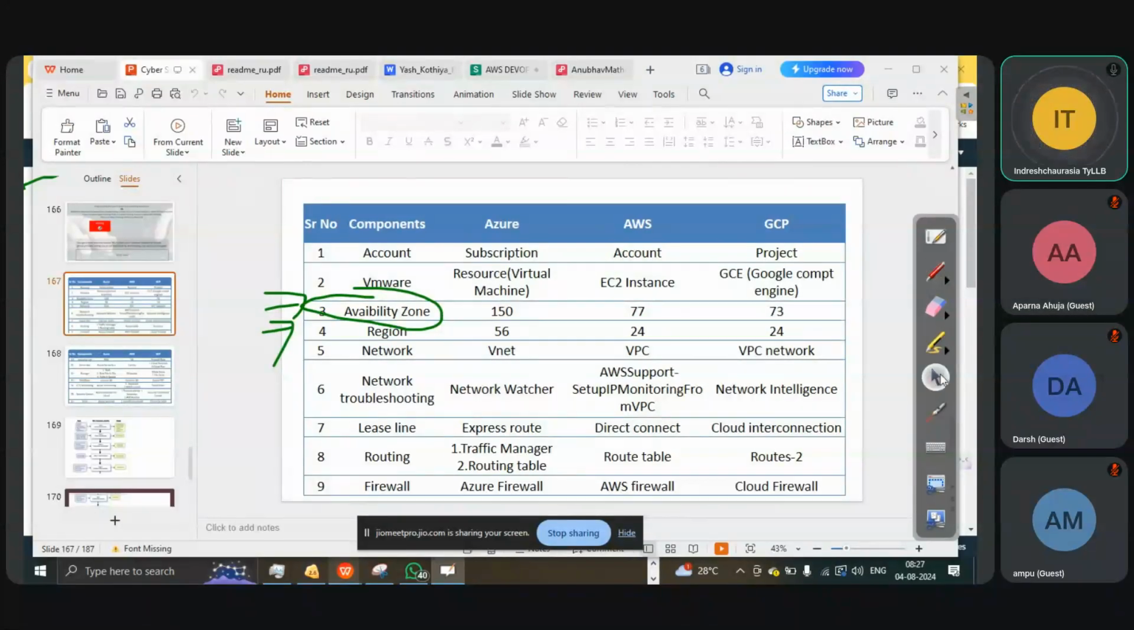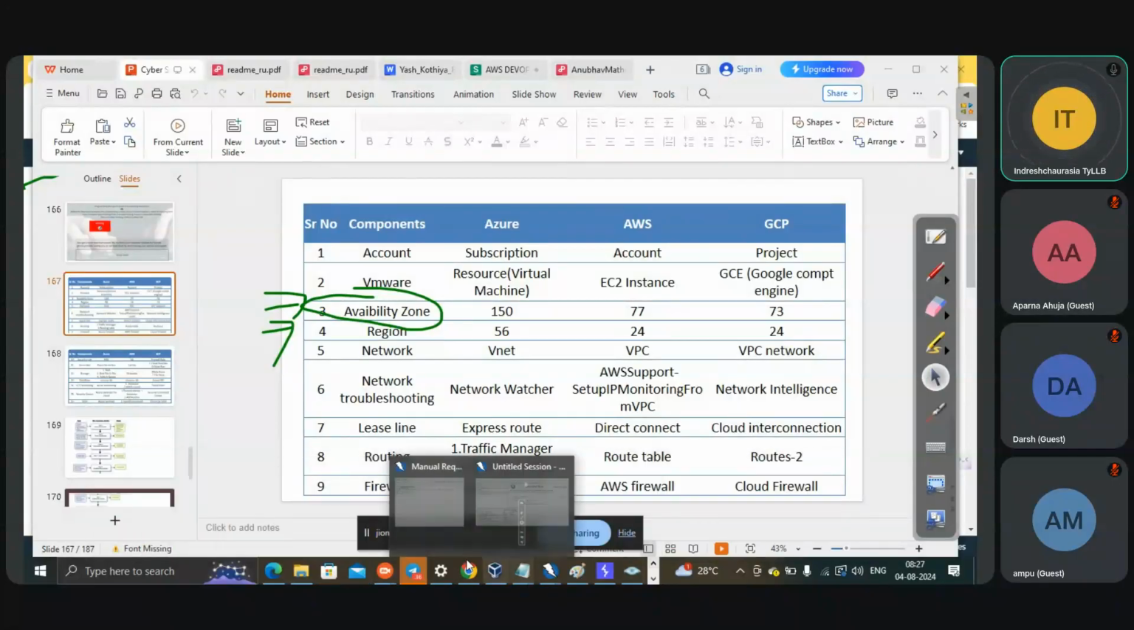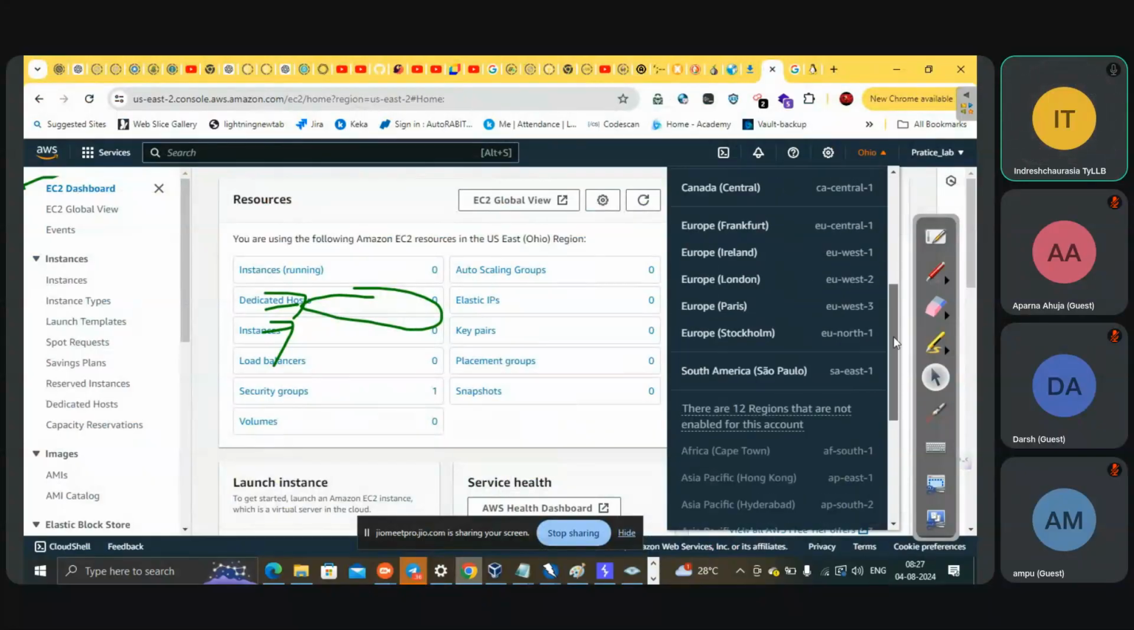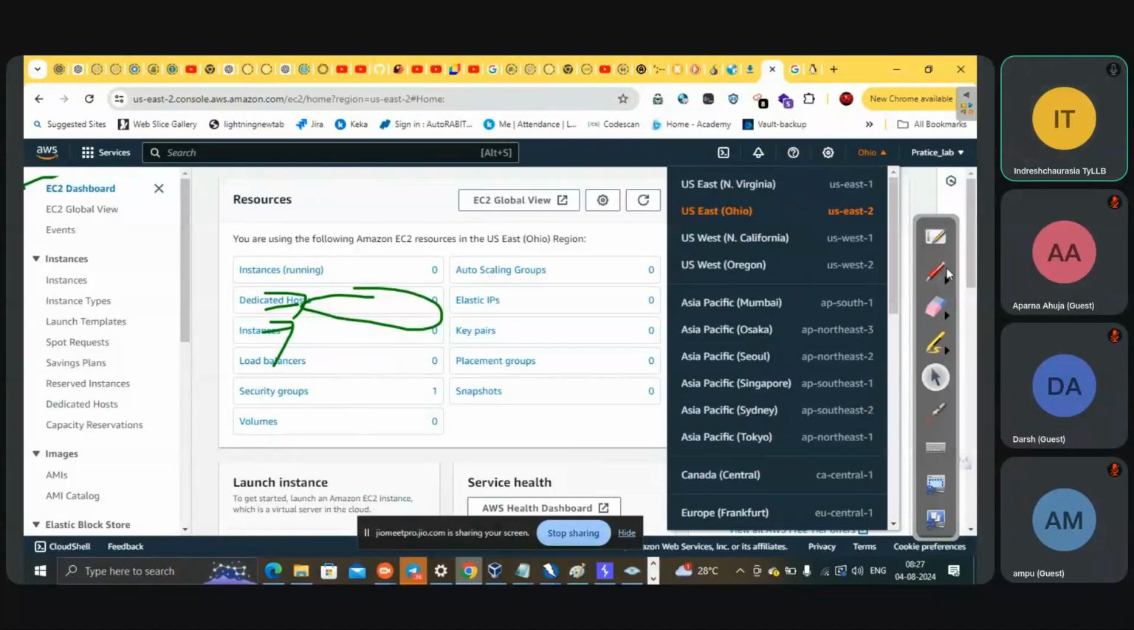So now we will see here. If you open this, I'm going to set up those things. See, in the US, these are the availability zones. This complete combination is one region, the US region. But Virginia, Ohio, California are called availability zones.